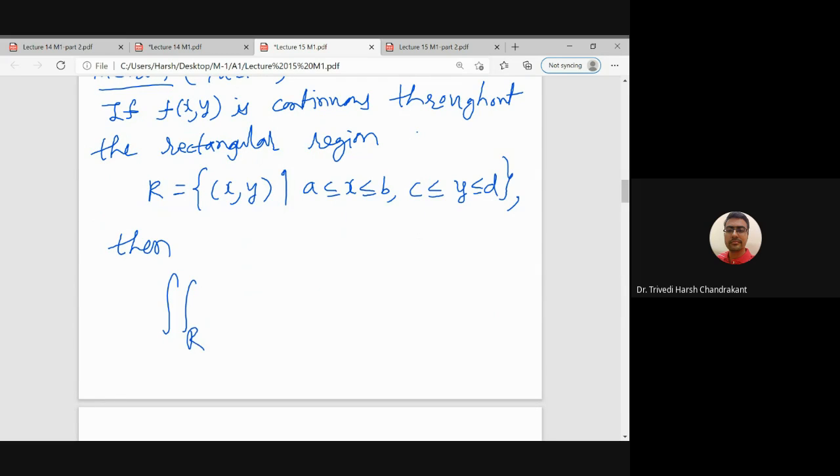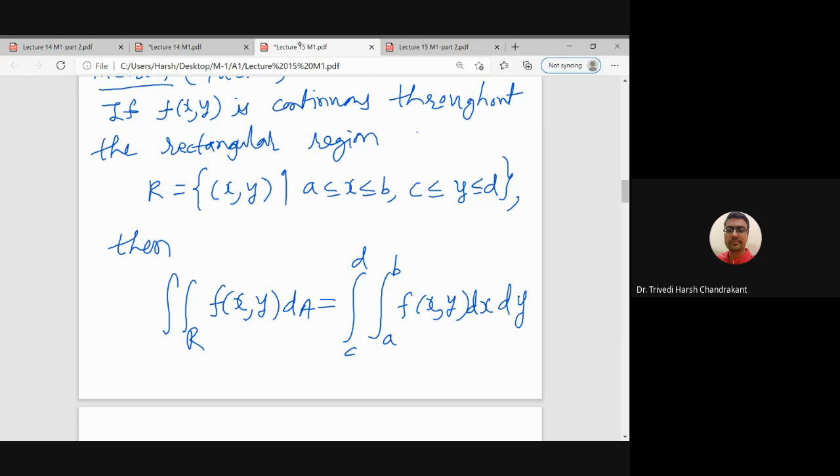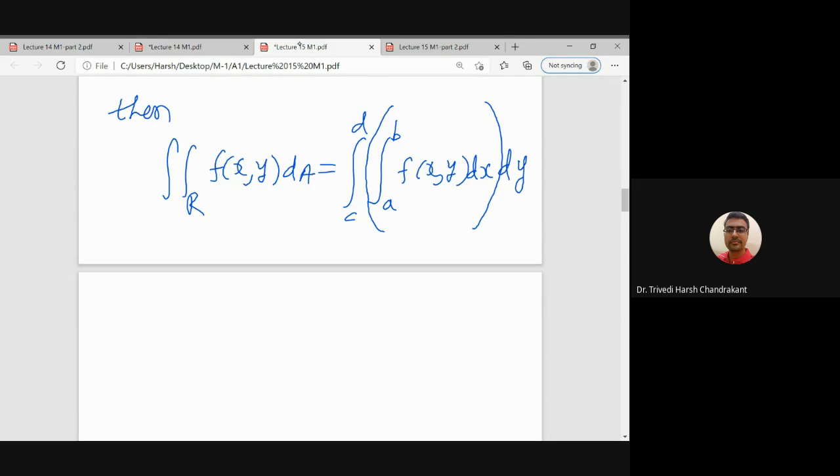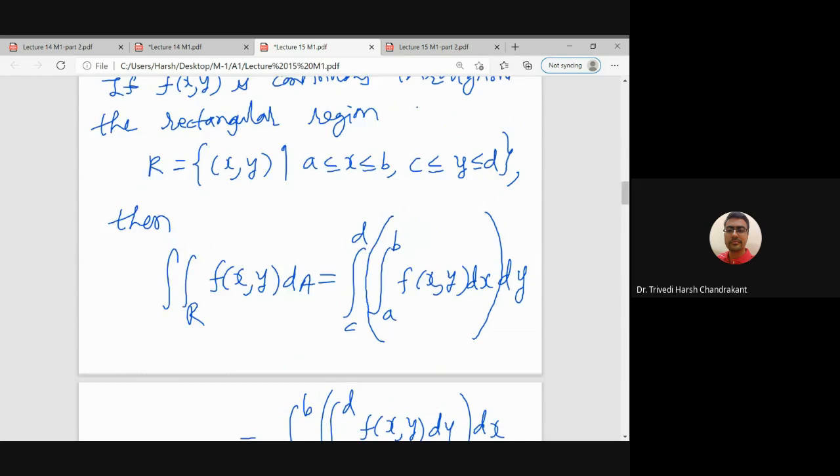Then this volume, which is the integration of the function, can be found by directly integrating the function first with respect to x and then with respect to y. And whenever we have a rectangular region, we can switch dx and dy. That means we can write this integral as the integral from a to b first, c to d afterwards, so integrating first with respect to y and then with respect to x. So we have interchanged dx and dy, and that is possible only when our region is a rectangular region.